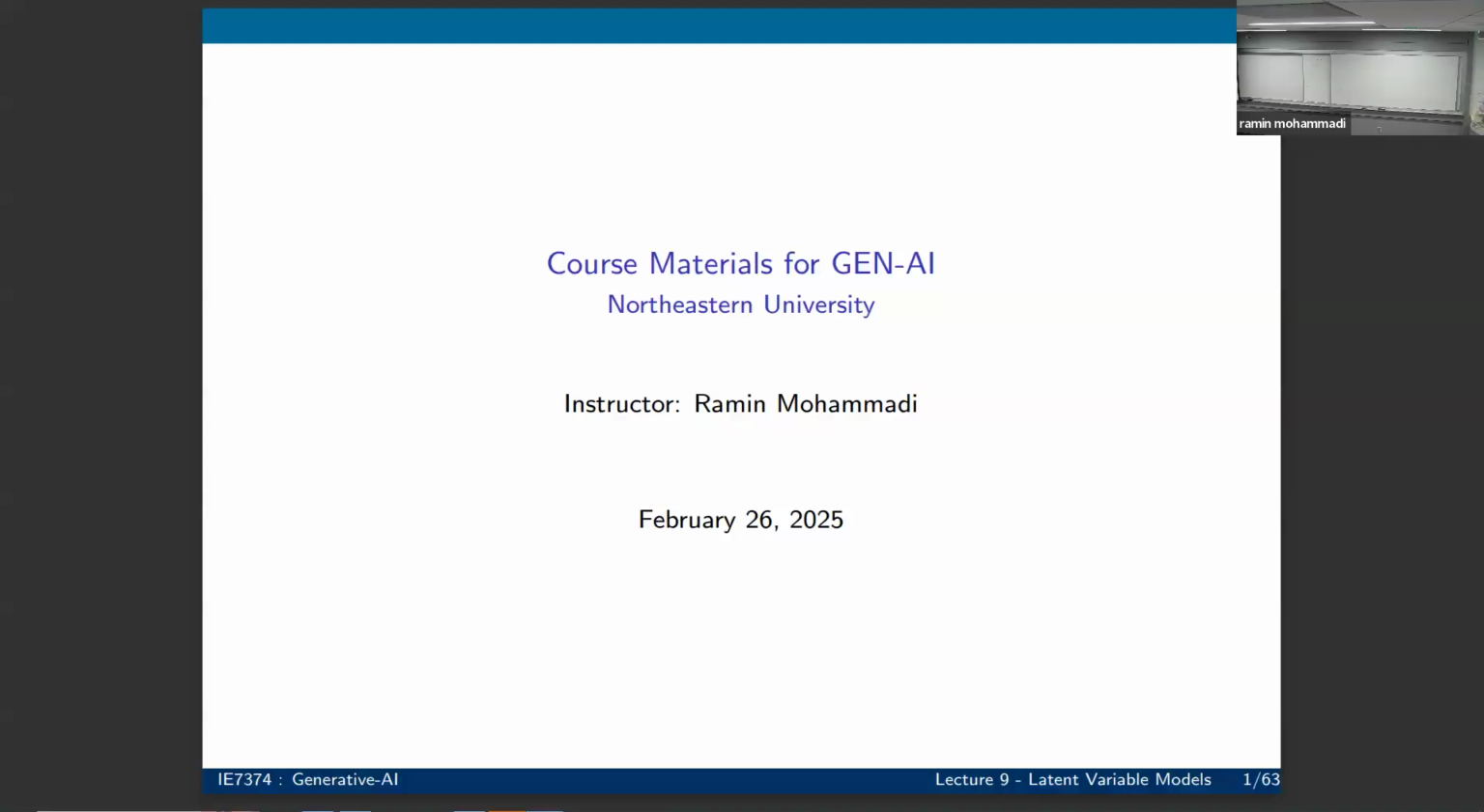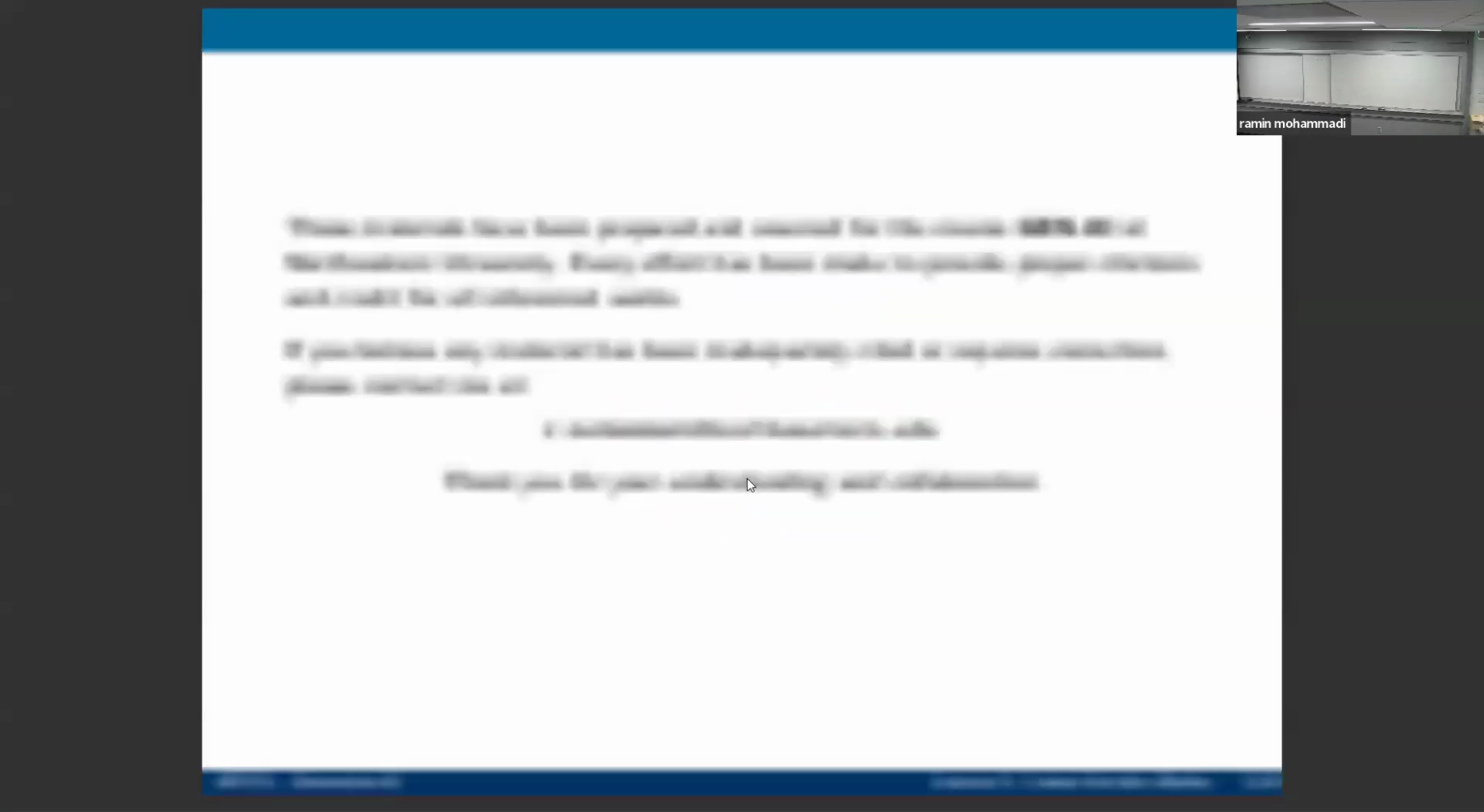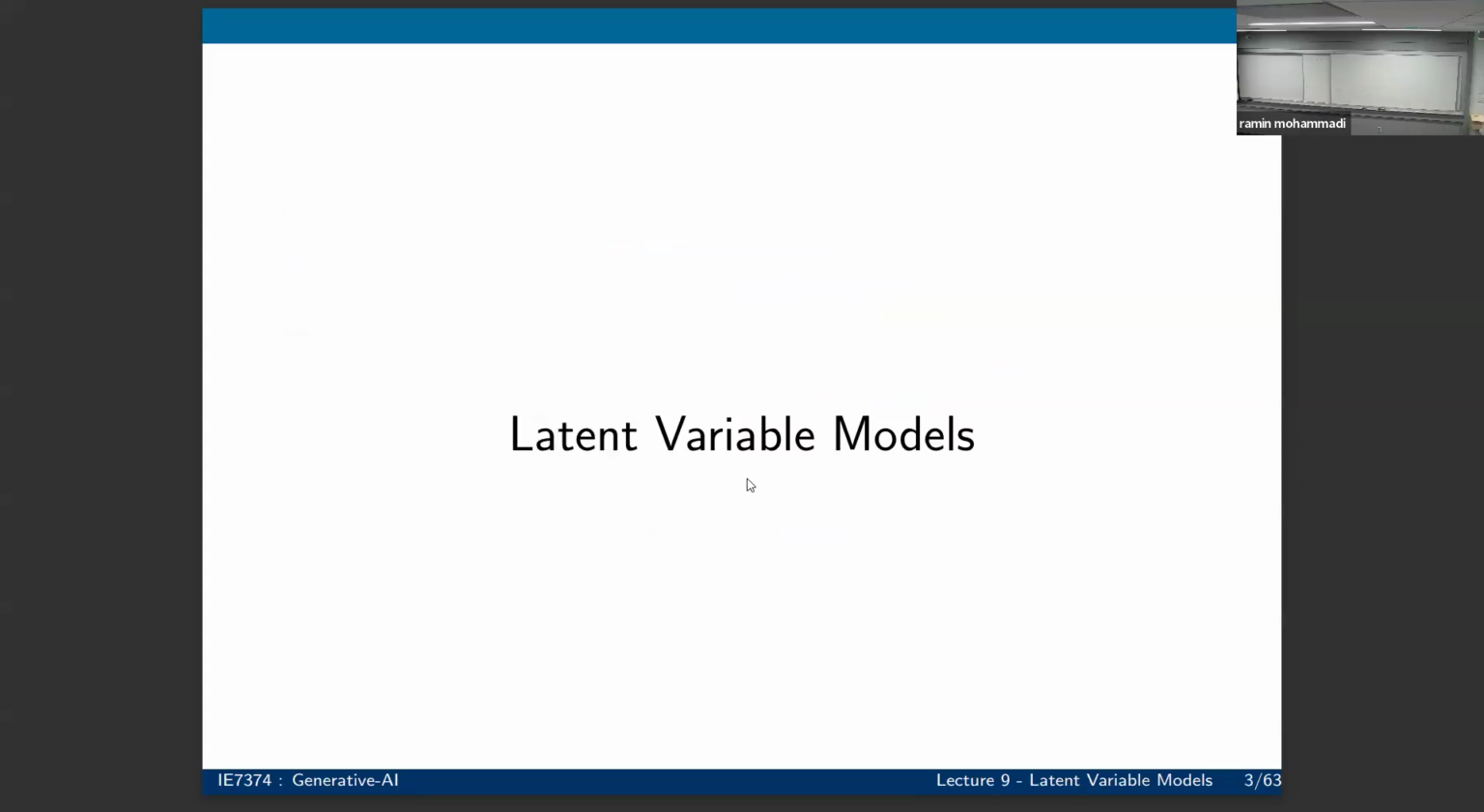So what we're going to do from today is, we are done with the NLP part of the class, and then we're going to focus more on vision. And for the first part of the class, we're going to start with latent variable models.